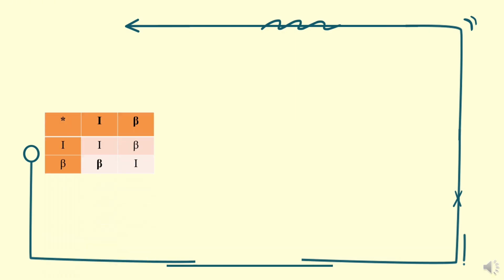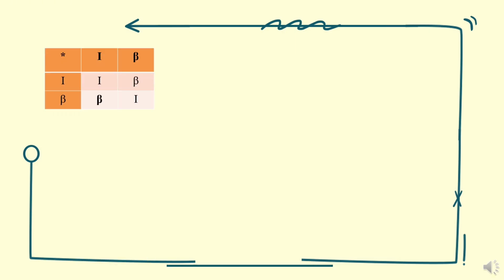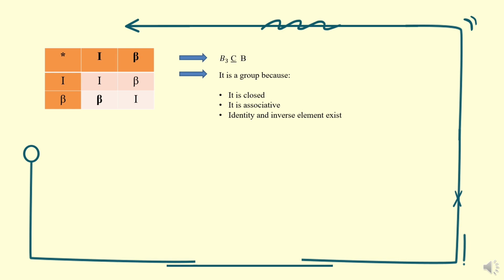So the subgroup Roman numerals 1 and beta under the binary operation star. B3 is a subgroup of B. Yes, kasi galing din po ito sa table B po natin. It is a group because una, it is closed. Yes, because yung outcome po nung dalawang nasa table po natin na element is Roman numerals 1 and beta lang po talaga siya. Kaya po close po siya.